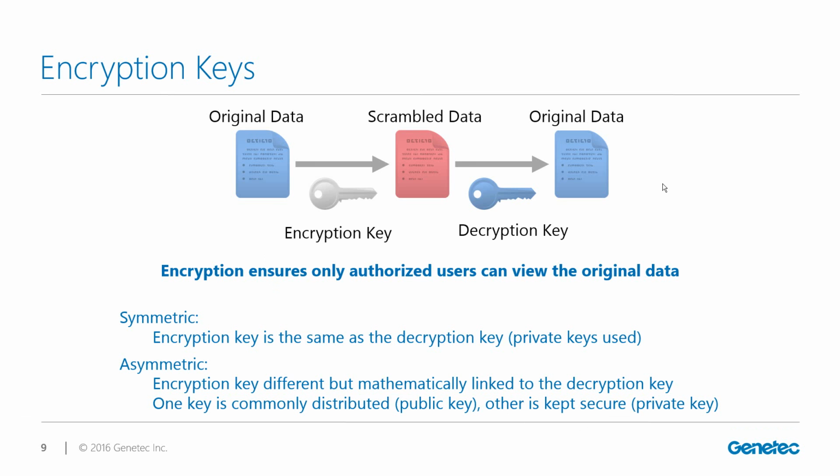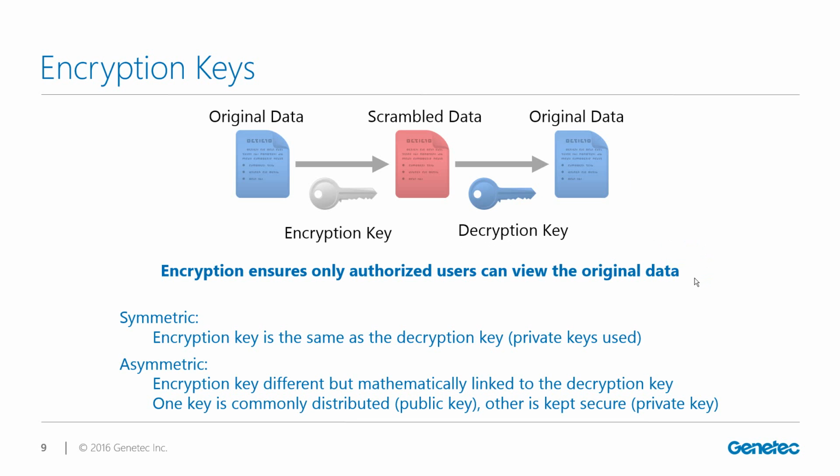So looking at encryption keys, the first thing that we need to look at is what it's actually doing. On the system we have our original data, that goes through an encryption key, and that gets turned into scrambled data, or cipher data as it's sometimes called. That gets transferred over the system, and then when it gets to its destination, we use a decryption key, and that changes it back into our original data.